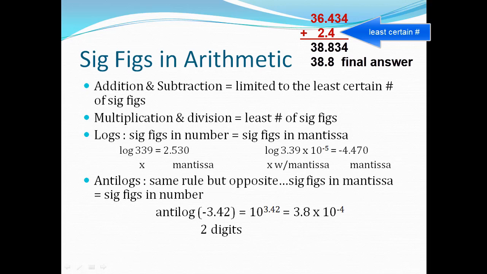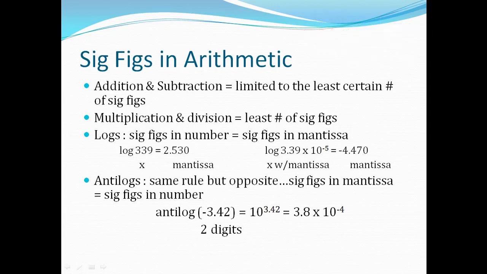Maybe you guys haven't done logs or anti-logs, but here is the rule for them. It's quite simple. The sig figs in the number equals the sig figs in the mantissa. Now, the mantissa is just the fractional part of a number. So for example, in 2.530, the mantissa is the 0.530 part. The rule states if you're doing logs, so the log of 339, how many sig figs does that number have? 339. It's got 3 numbers, 3 sig figs. So that means that your answer for that log should have 3 digits in the mantissa part of the answer. So that's why it's 0.530.